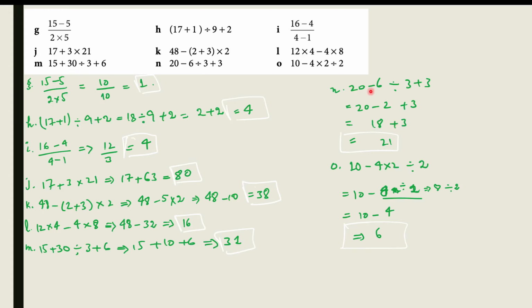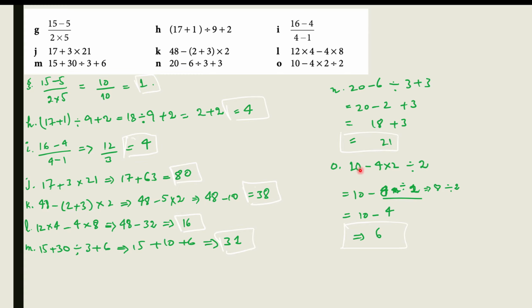The N part is 20 minus 6 divided by 3 plus 3. So division before subtraction or addition. 6 divided by 3 is equal to 2, because 3 multiplied by 2 is equal to 6. We are done with the division, so we have the expression as 20 minus 2 plus 3. Going from left to right, we do the subtraction. 20 minus 2 is equal to 18, and 18 plus 3 is equal to 21.